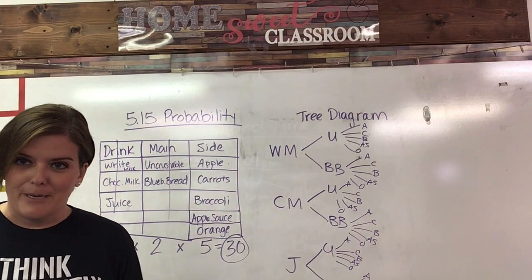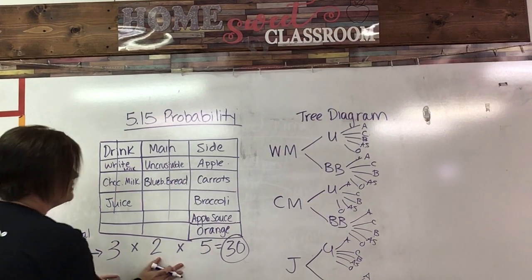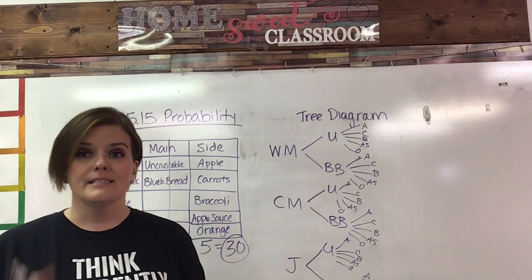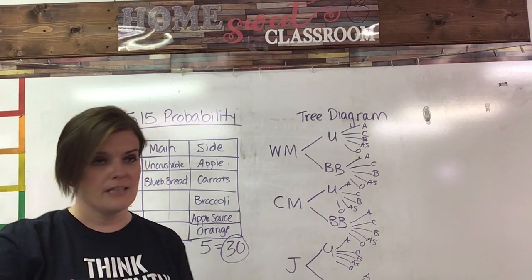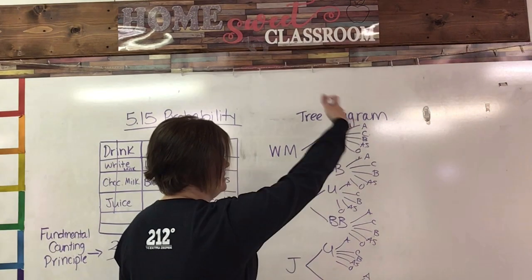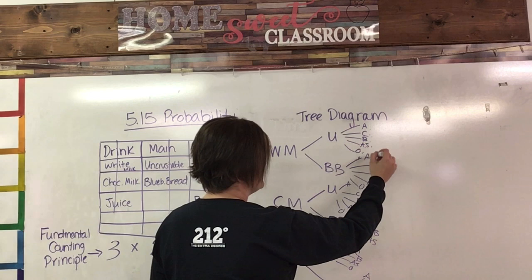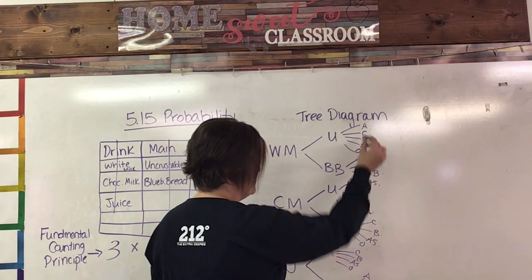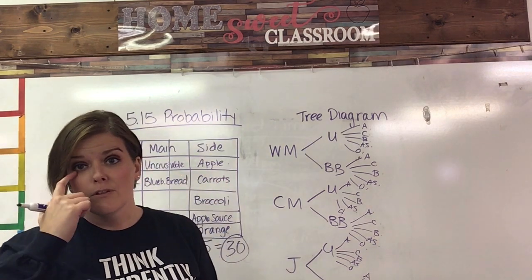So here's our tree diagram for this information that we already had in the chart. We did the fundamental counting principle. So this says that we should have 30 combinations, and this is how we check. We only count the outside branches. Don't count anything else. So I'm counting all of these. You could use a formula to figure that out quickly. If not, I count 5, 10, 15, 20, 25, 30, right? So that means I have 30 combinations.